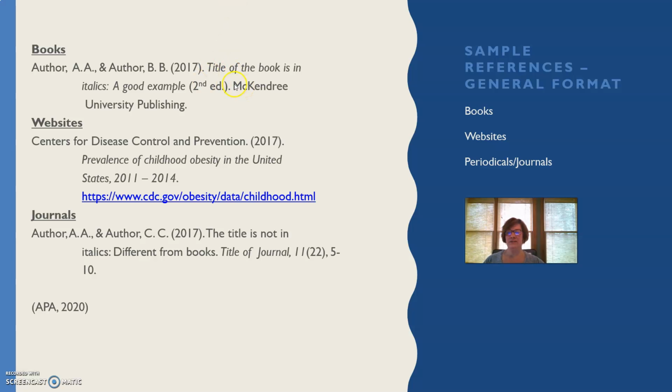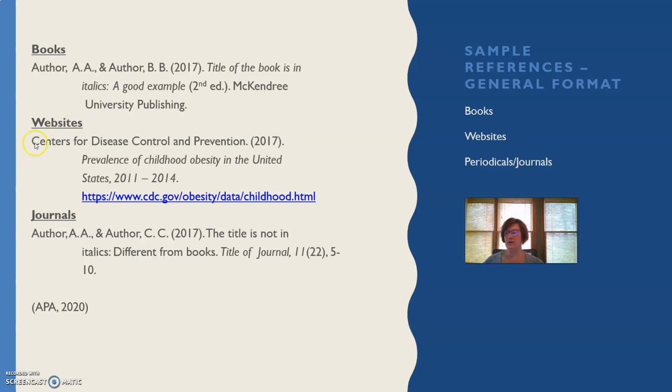And then for the 7th edition, you just put the publisher, and when you're using the 6th edition, you put the place first, like Lebanon, Illinois, and then with a colon, McKendree University Publishing. That's the difference between the 6th and 7th edition, and I'm trying not to confuse you. There are just really minor changes.